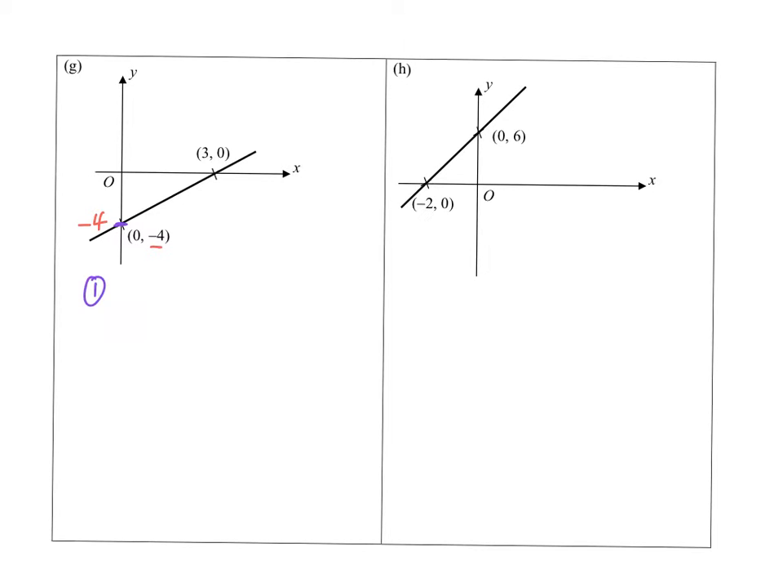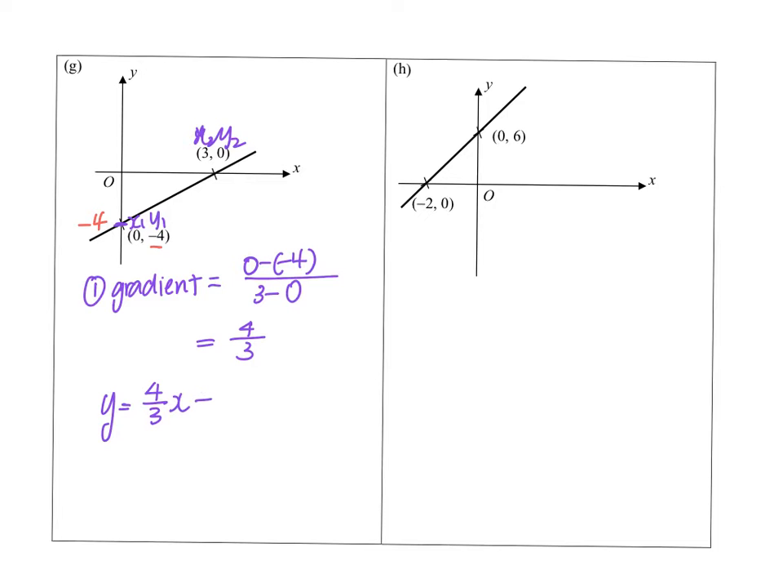But before we begin, the first step is to find the gradient. So the gradient will be y2 minus y1 over x2 minus x1. So that will give me 4 over 3. Take note of the negative sign. So the equation for the straight line will be y equals 4 over 3 x plus c. But we know our y-intercept here, this picture tells us, is -4. So y equals 4 over 3x minus 4.